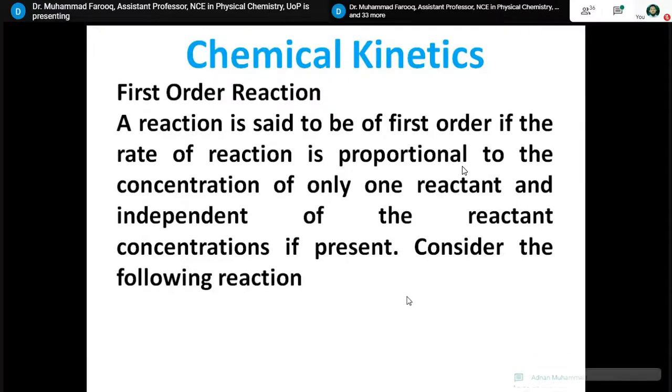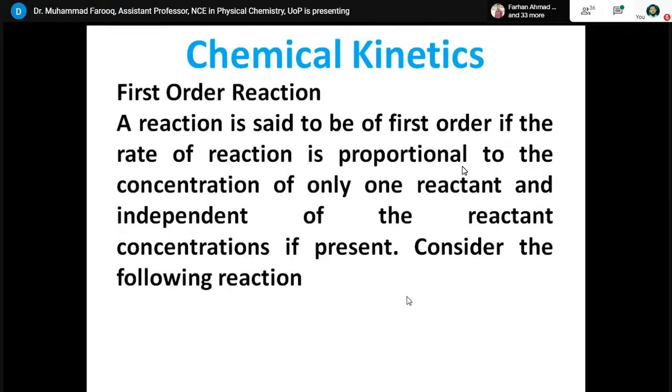Bismillah ar-Rahman ar-Rahim. In the previous class we discussed the order of the reaction. Order of reaction means how many molecules are actually involved in the rate determining step. We discussed the zero order reaction and derived an expression for it, and today we will discuss the first order reaction.